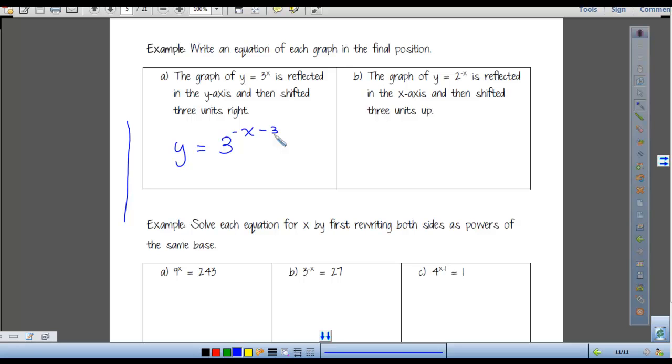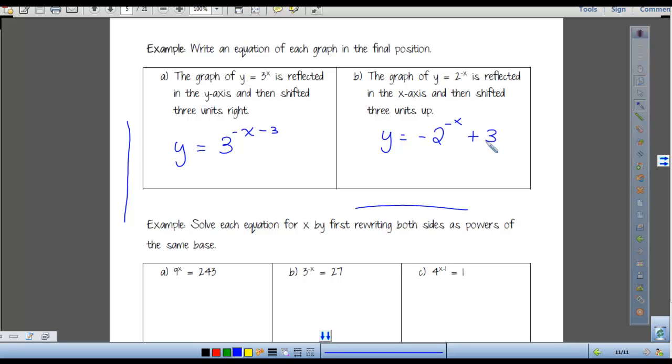All right. The graph of y equals 2 to the negative x is reflected in the x-axis and then shifted 3 units up. They've already given us one that's y equals 2 to the negative x. So if I want to reflect about the x-axis, okay, then what becomes negative? The entire function, right? So we get y equals negative 2 to the negative x, and I did that because that was already there. And then we're going to shift 3 units up, so we do what? Plus 3. Okay, very good.